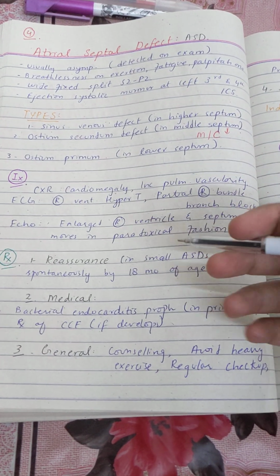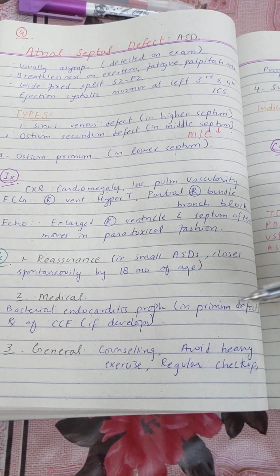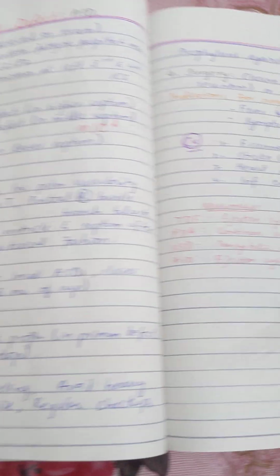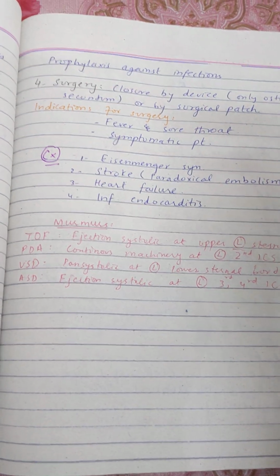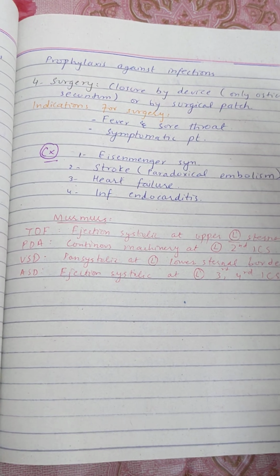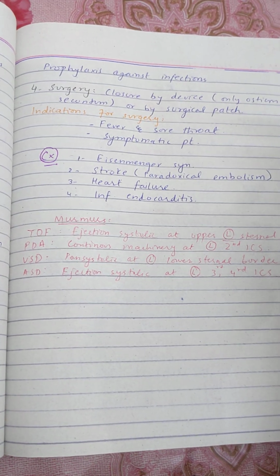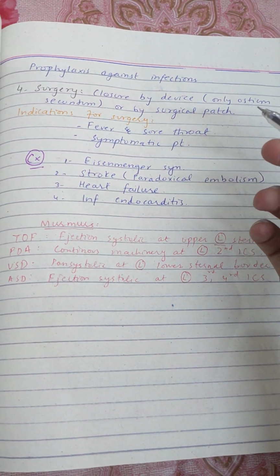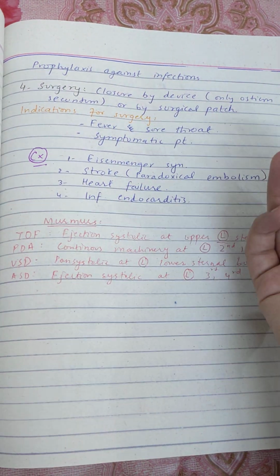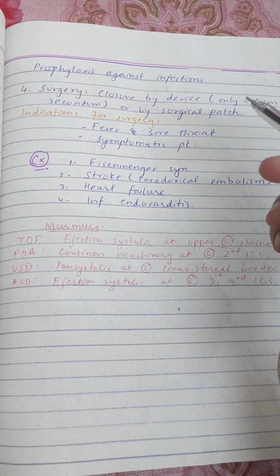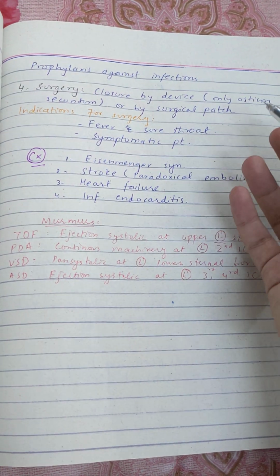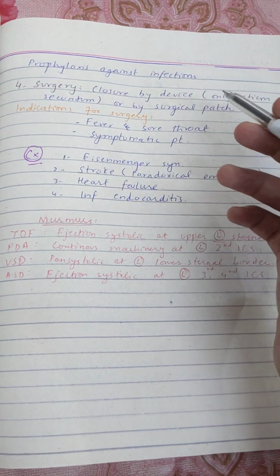The general measures will include counseling of the parents, and we'll ask them to avoid heavy exercise for the child. Regular checkups should be done, and prophylaxis should also be given against chest infections, because in congenital heart disease the child often suffers from repeated chest infections. The surgical options available for ASD include closure by device, which is only possible in the case of ostium secundum defect, the most common defect. For other forms we will usually do a surgical patch repair.